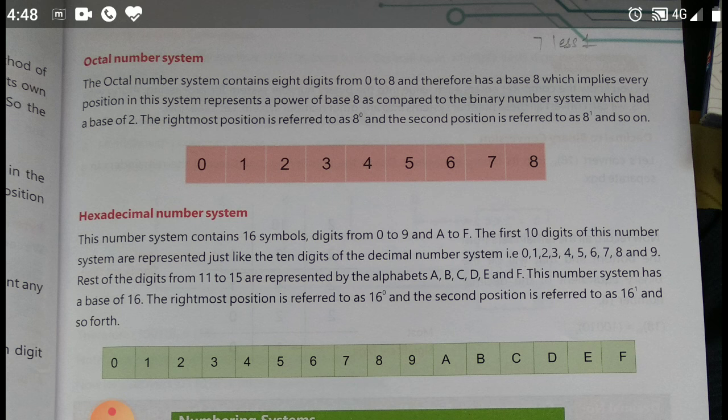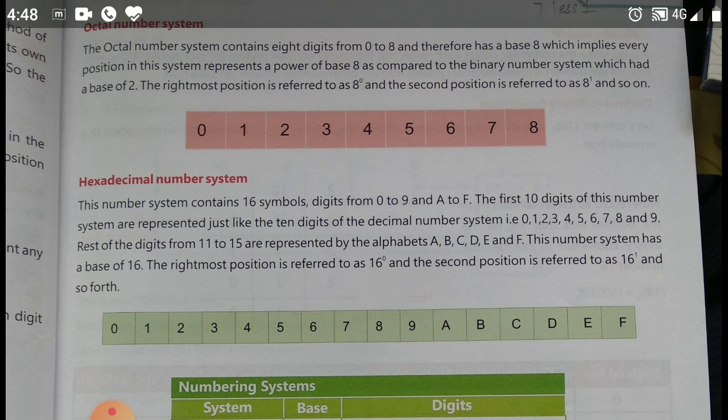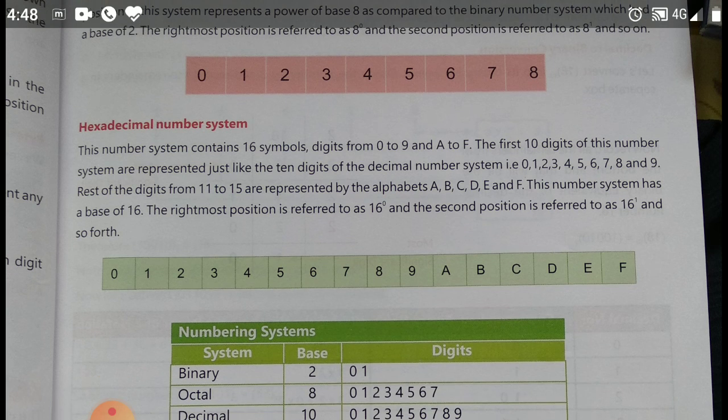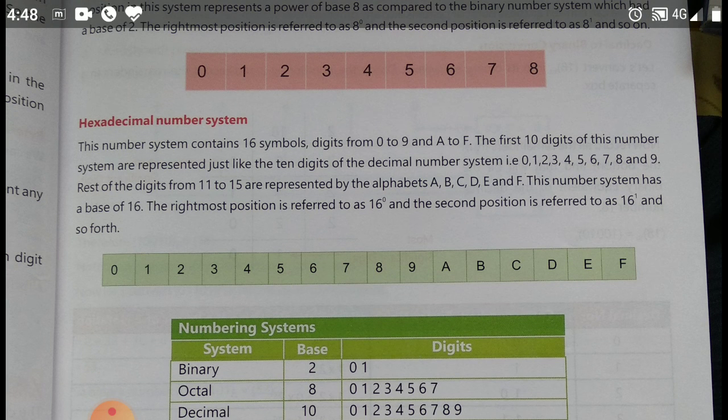Here you have to consider the rightmost digit. You have to multiply it by 8 raised to 0, and then the second rightmost digit by 8 raised to 1, 8 raised to 2, like that you have to carry forward. Now the hexadecimal number system.